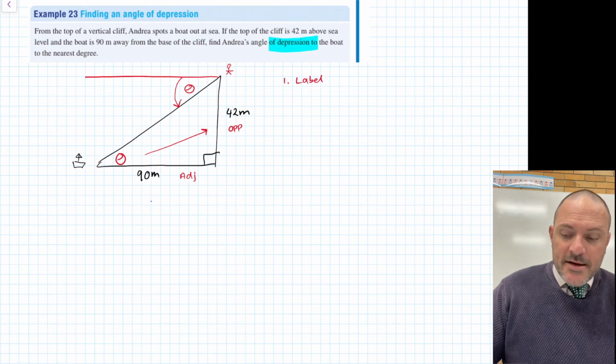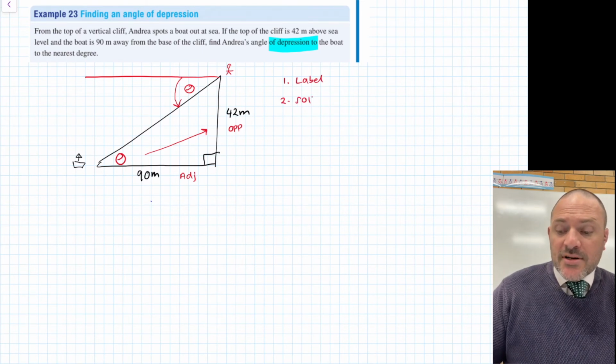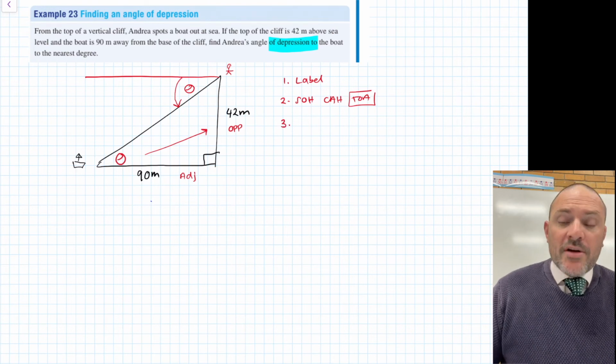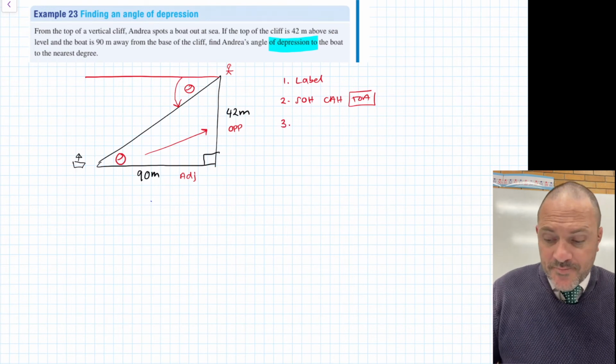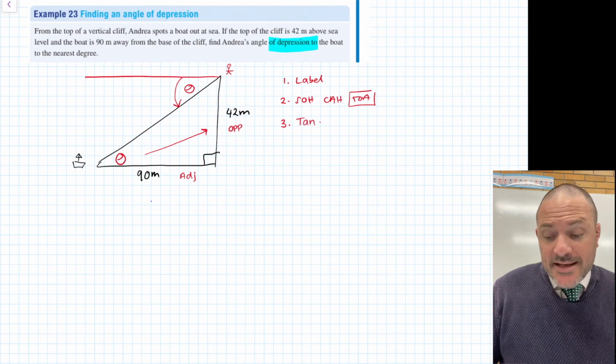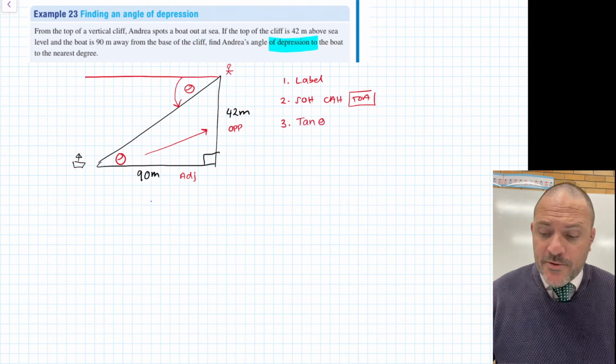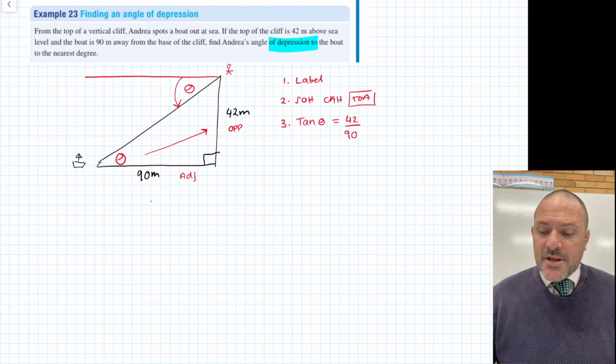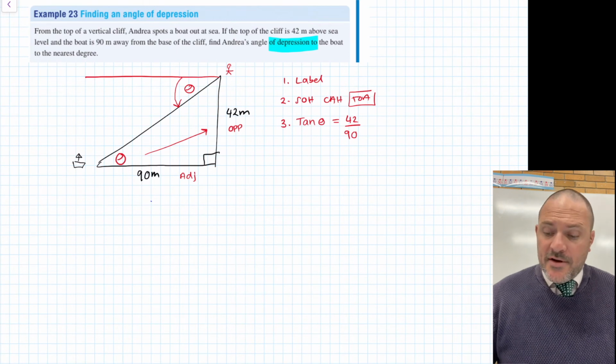We've done that. Step 2, we're going to look at our SOHCAHTOA. And of course, we can see, again, this is going to be TOA, tan. Step 3, we're going to now apply this to our question. So tan, now this time it is tan theta because I'm looking for my angle, equals my opposite of 42 over my adjacent, which is 90. Perfect. Now, once I've done that, of course, we're now going to solve my equation.